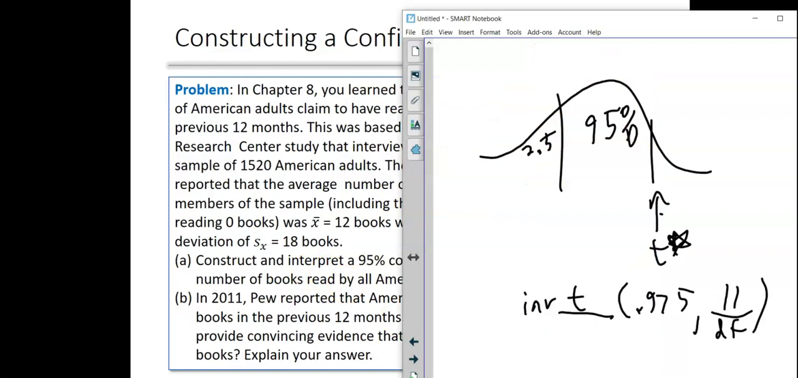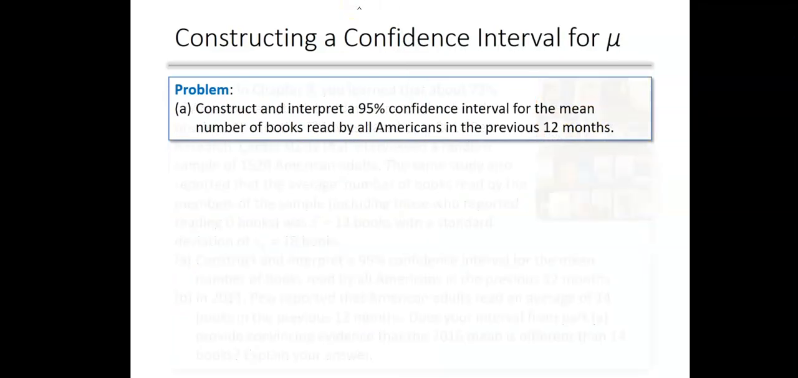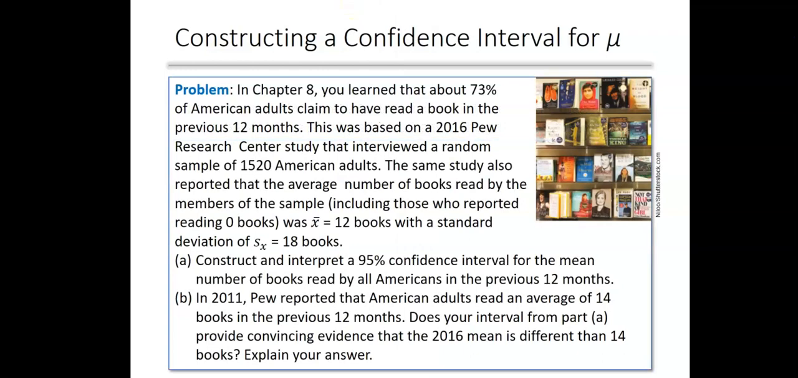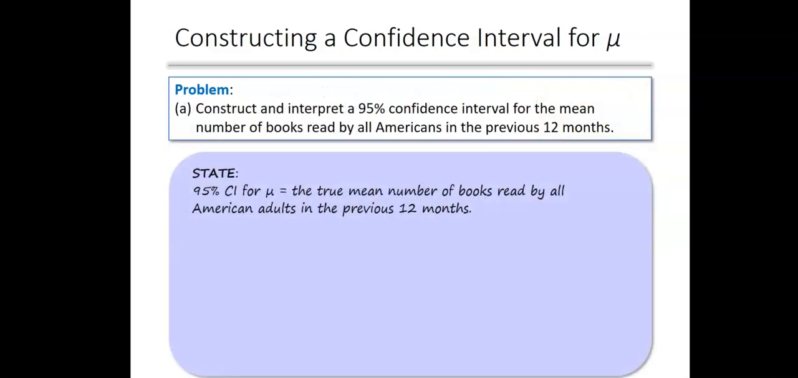The first thing you would do for this one is to define the mean. The mean, mu, that's a Greek letter mu, is the true mean of, and then just talk in context, of all Americans who have read books in the last year. So define that. The confidence level is 95%. I think that would be the first, the state stuff.